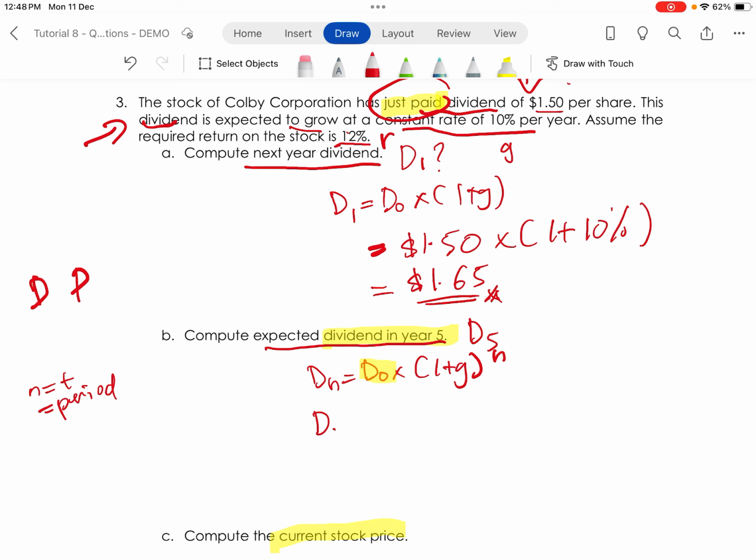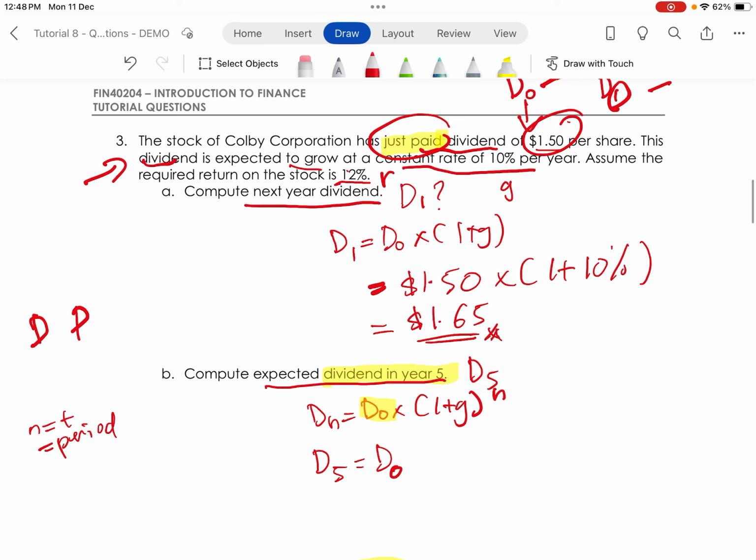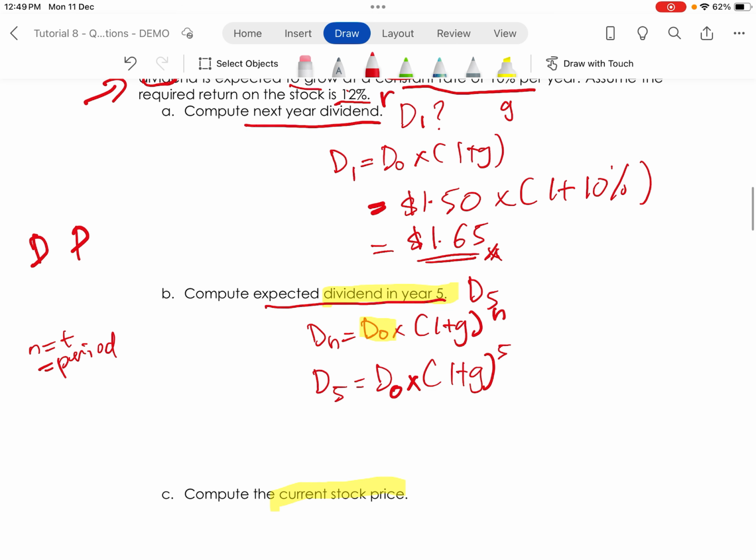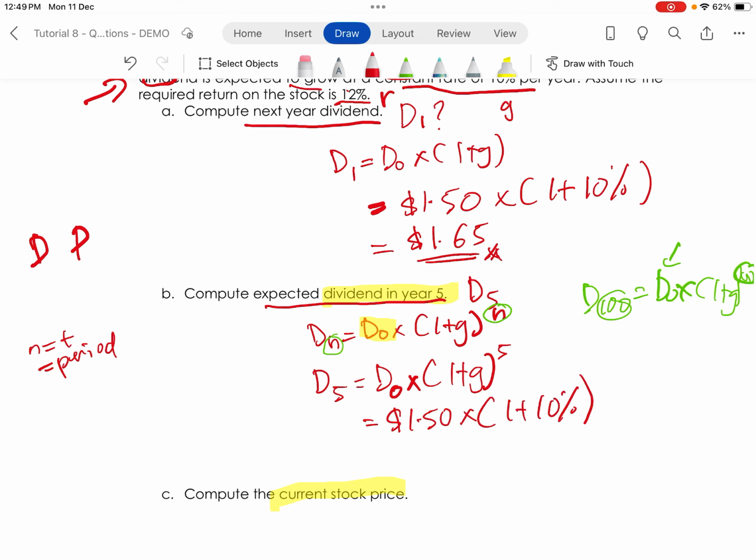Let's say like this one, D5. You know D0 has been given here. So you just multiply by (1 plus g) to the power of 5. If let's say you want to find the dividend at year 100, then you just raise it to the power of 100. The rest is still the same, only this part you need to change. Then here 1.50, you substitute all the info: 1.50 times (1 plus 10%) to the power of 5.